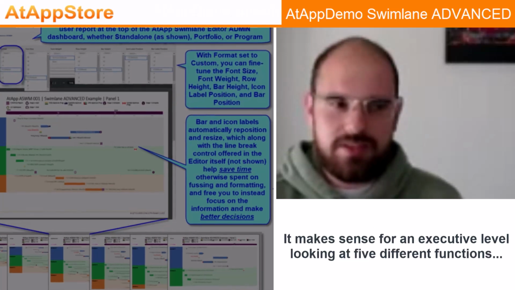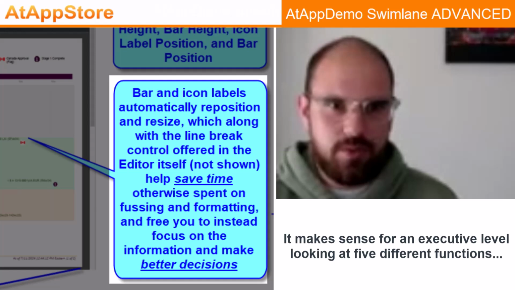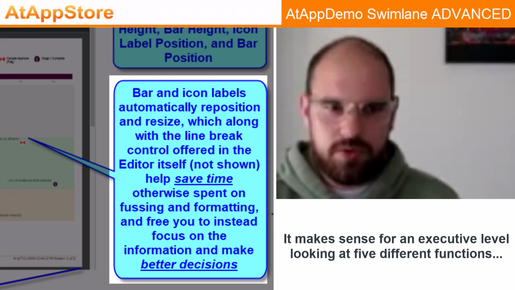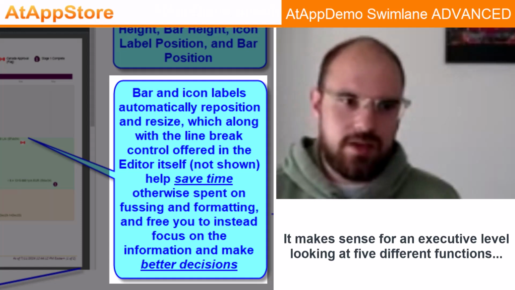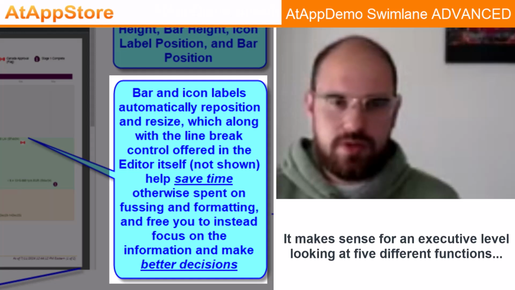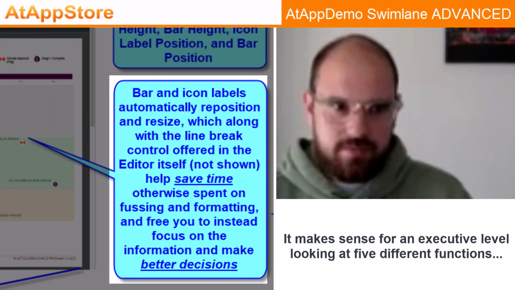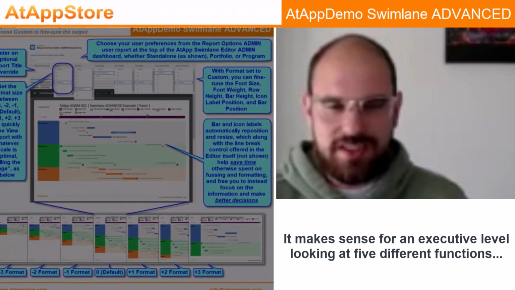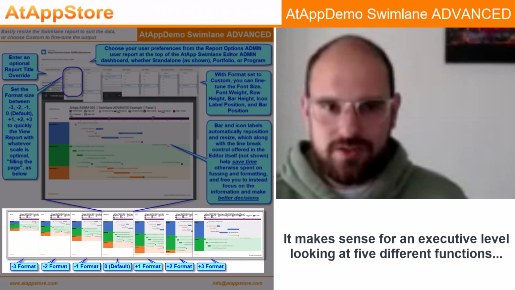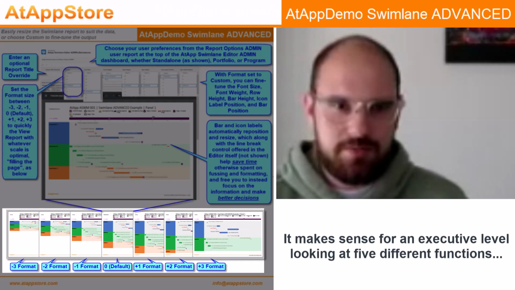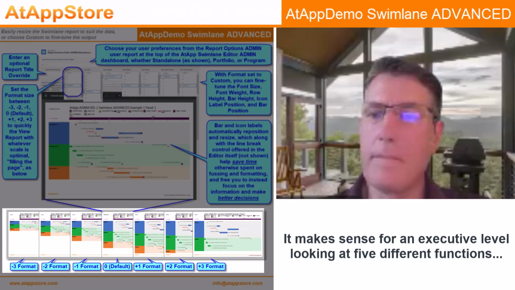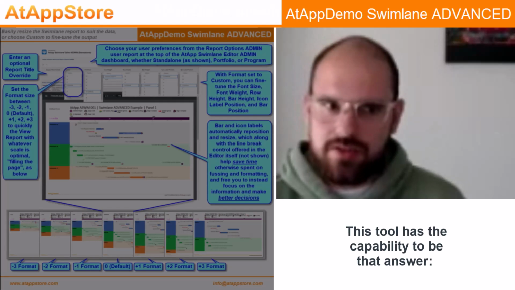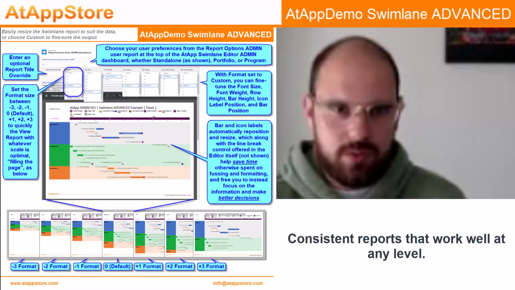And it makes sense for an executive level that might be looking at a report from 5 different functions to have them all use the same reporting tool, have the same look and feel, using the same icons. When I see this purple circle number 2, I know what that means on any report. And that's an icon that we use a lot, and it is meaningful. It's not just a diamond or just a star in whatever color. I don't even need the legend to know what that means. It's always the same. Mm-hmm. And I think this tool has the capability to be that answer where you can have consistent reports that work well at any different level.